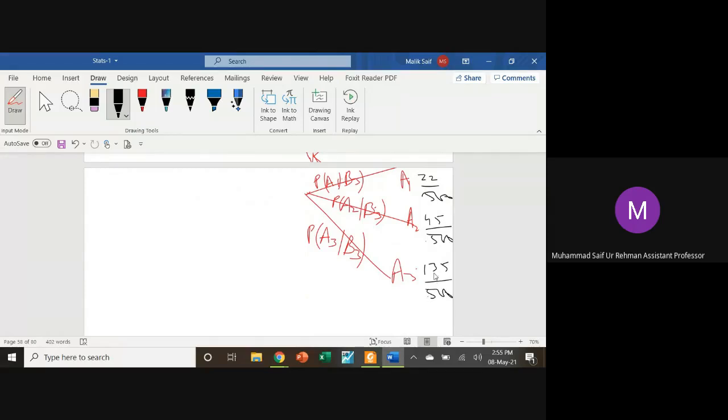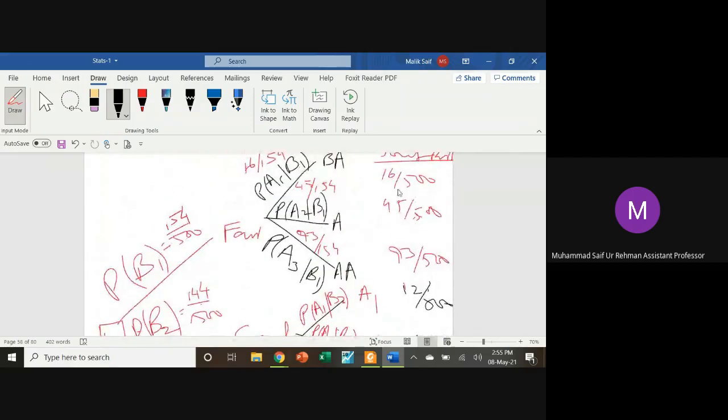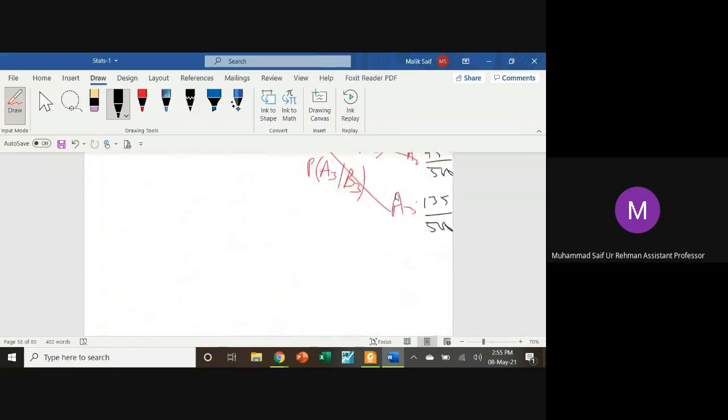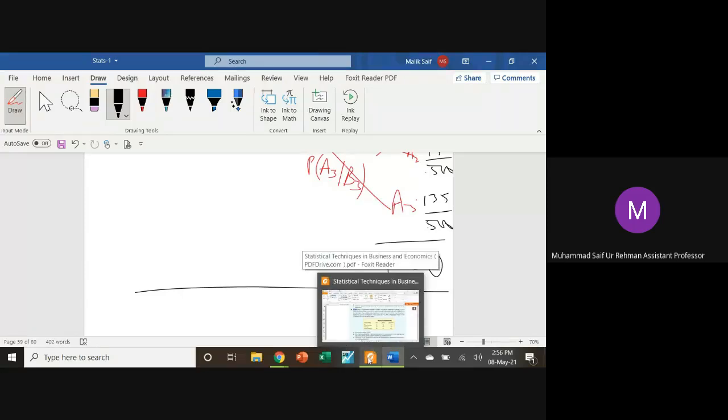So now when you add these values 135, 45, 22, 72, 60, 12, 93, 45, 16, the answer will become equal to 1. So you may adopt any route, no problem. So this is what we call the tree diagram. In the tree diagram, all possible probabilities are covered.